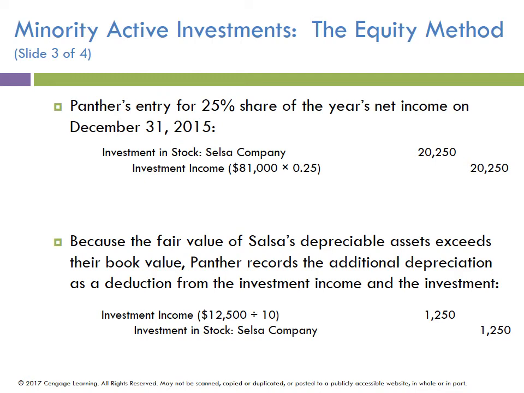Now, if you're sitting there going, why is it only $1,250? Well, the $50,000 difference is on 100% ownership. They only own 25%. So they'll report an additional total amount of depreciation of $12,500 over 10 years. This year, $1,250. So they decrease the amount of income they're actually reporting from CELSA by $1,250 and decrease their investment in stock in CELSA, $1,250 because of this difference. I know it's funky, but that's how it's worked.